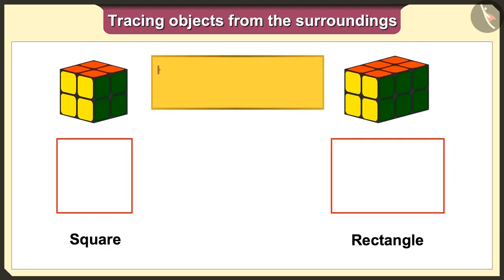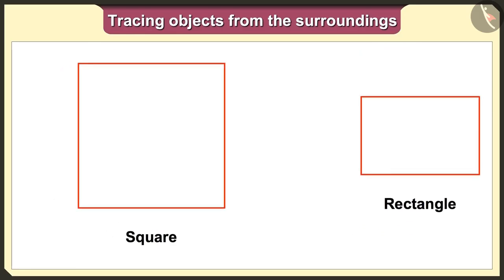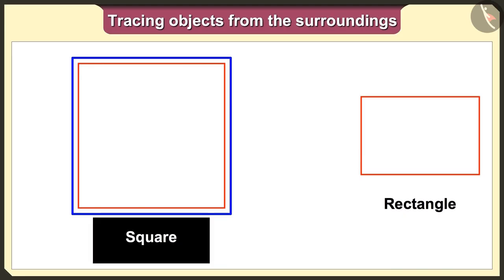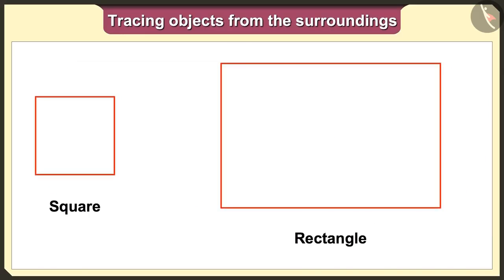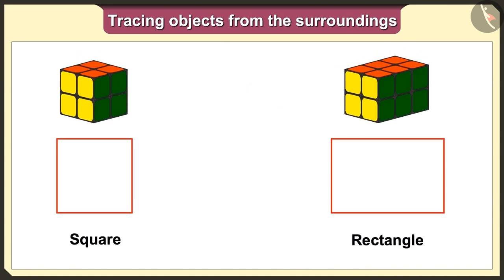Hey, but how will we identify this square and rectangle shape? Look carefully. The measurements of the sides are the same in this shape. So, this is a square. And in a rectangle shape? This is a rectangle shape. In a rectangle, the measurements of the opposite sides are the same.